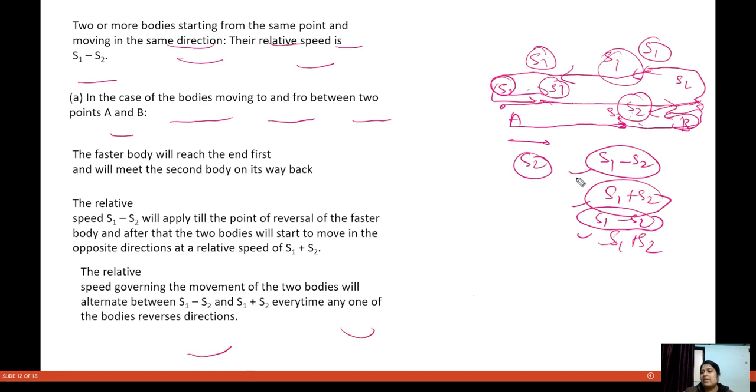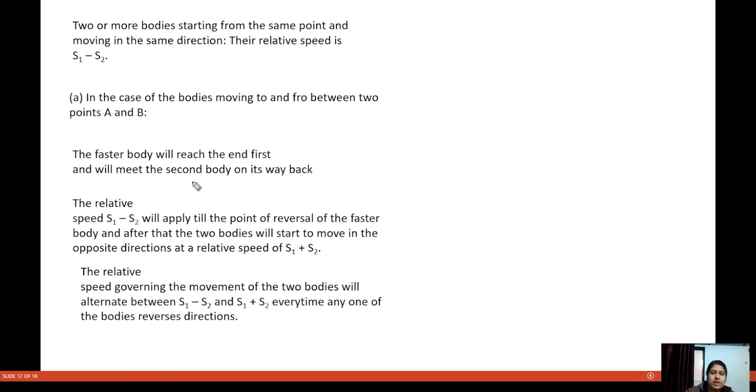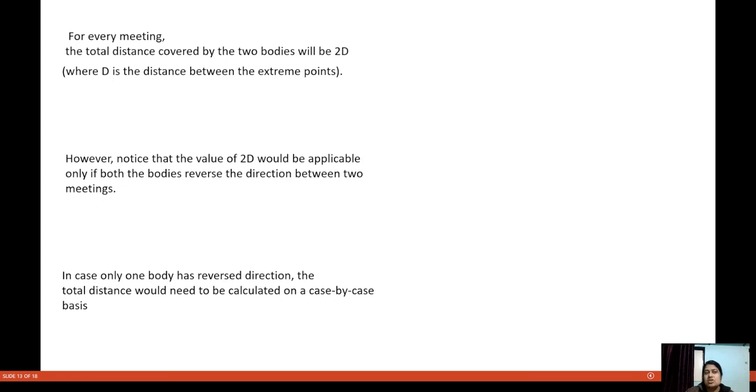Okay, so whenever s1 reverses direction, the relative speed will change. Whenever s2 changes direction, the relative speed will change. Whenever any one of us, s1 or s2, changes the direction, the relative speed will change. Now see, for every meeting the total distance covered by the two bodies will be 2d, where d is the distance between the extreme points.